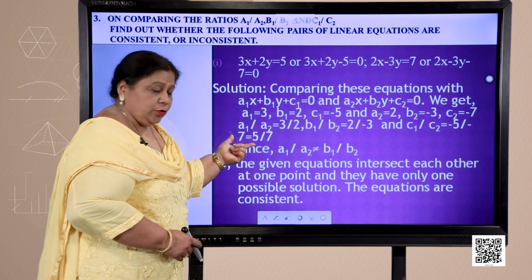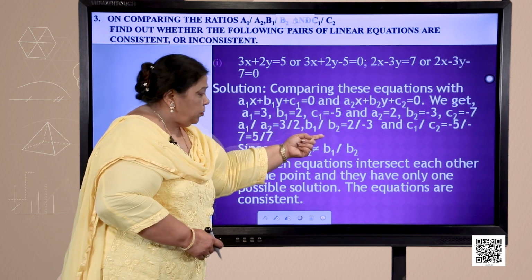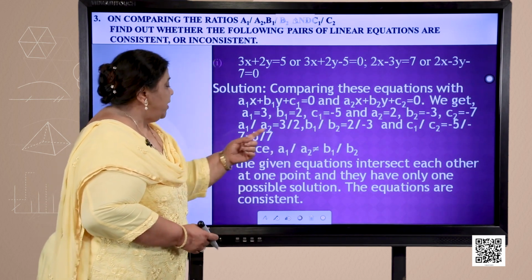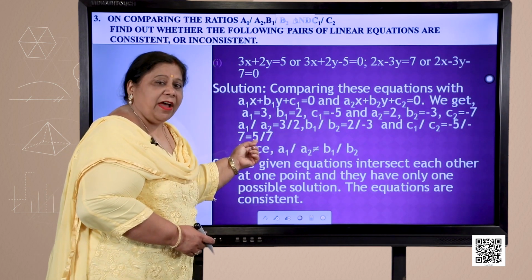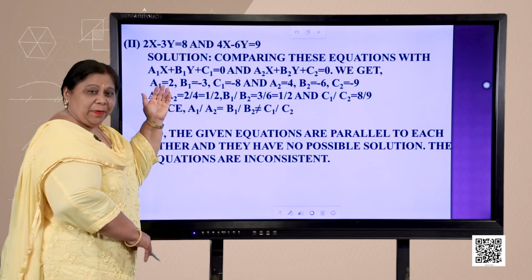Now see the ratios. A1 upon A2 is 3 upon 2, B1 upon B2 is 2 upon minus 3, and C1 upon C2 is minus 5 upon minus 7, which is nothing but 5 upon 7. Since A1 upon A2 is not equal to B1 upon B2, the given equations intersect each other at one point and they have only one possible solution. So, the equations are consistent. Look into the second part.